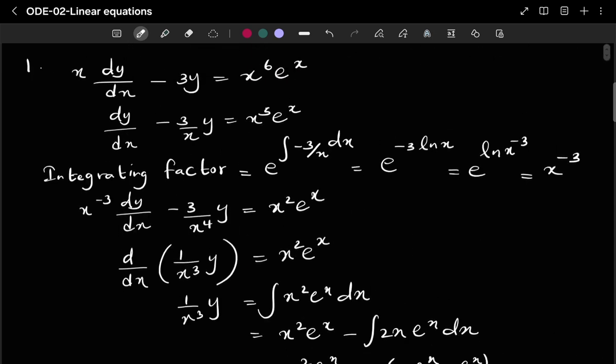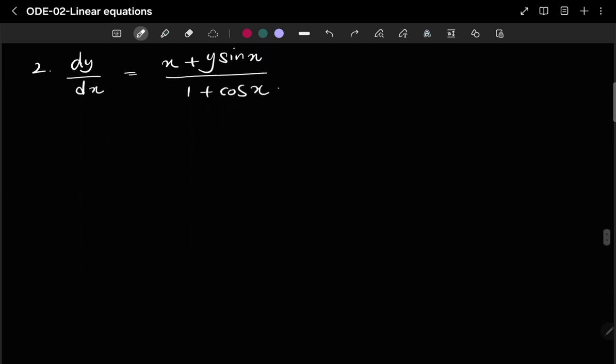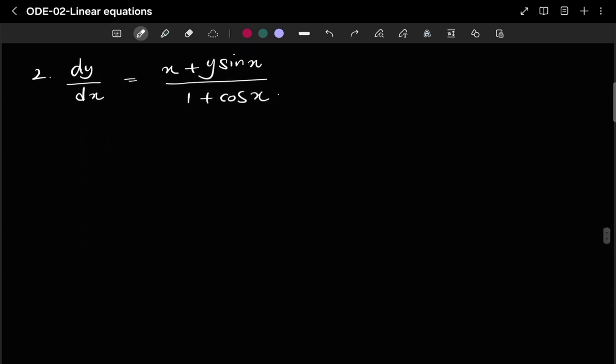So the big deal in this method of linear equations is to identify the integrating factor, then multiply the whole equation, identify the derivative on the left hand side, and then integrate the right hand side to get the equation like this. Moving on to the second question, we have dy by dx equals x plus y sin x over 1 plus cos x. Making it into the standard form of the linear equation, we get x over 1 plus cos x plus y sin x over 1 plus cos x.